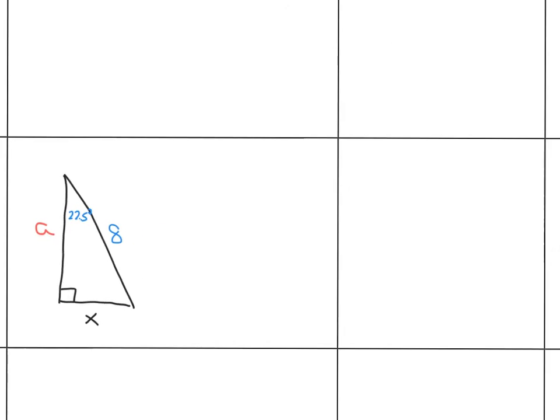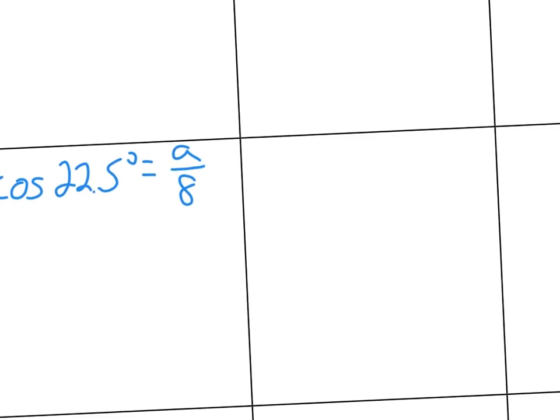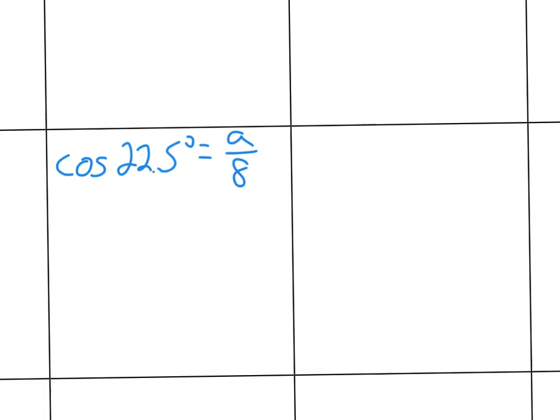So if I want to find a, then cosine of 22.5 degrees is equal to a over 8. Now to find x, and we'll get to that in just a second, I'm going to do sine of 22.5 degrees, and that's going to be opposite over hypotenuse. Now, both sides are going to multiply by 8, and I can plug that into my calculator. And the same thing there.